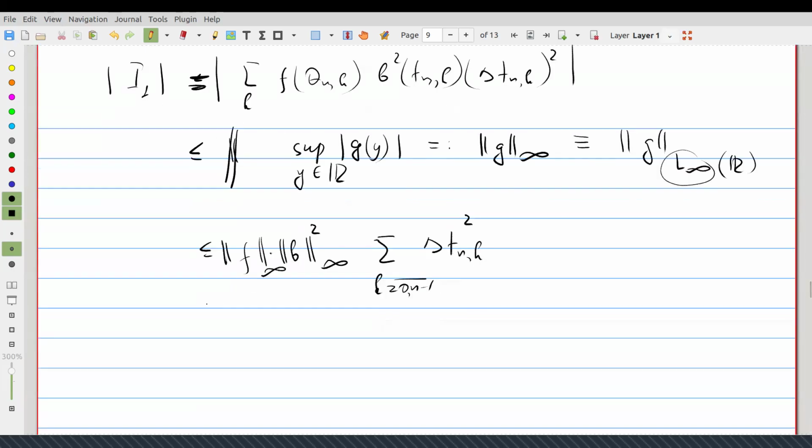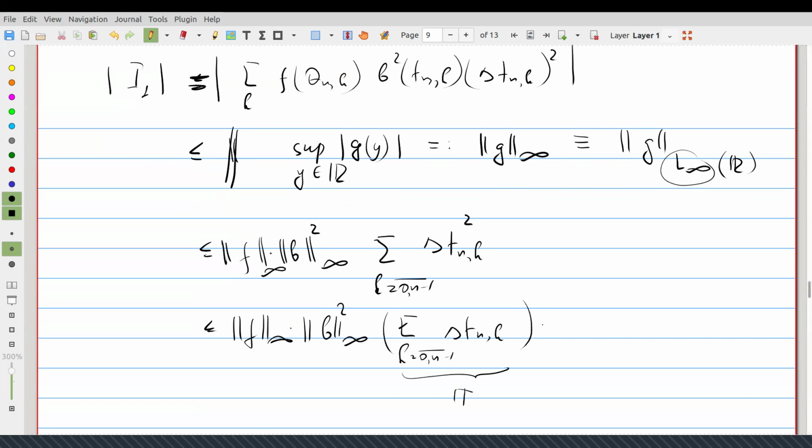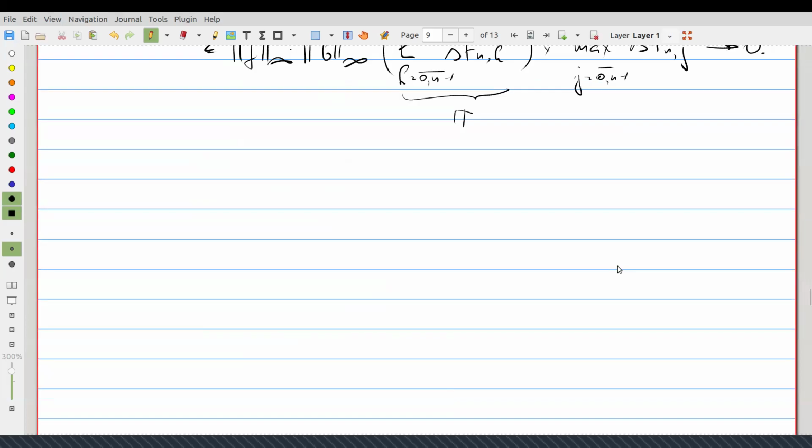But we already did that a number of times. These expressions, like the sum for k from 0 to n minus 1 of delta t n k, this is just capital T. And here is exactly the diameter of our partition. This goes to 0 almost surely. So we can get rid of the first integral. It goes to 0.